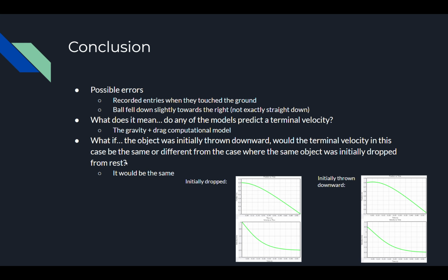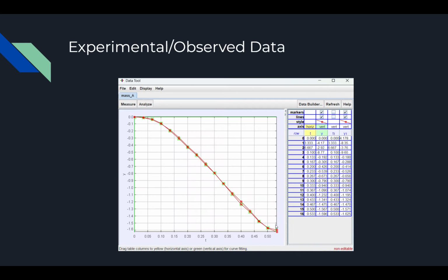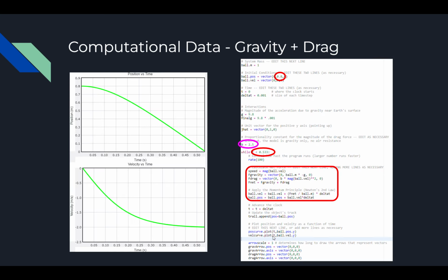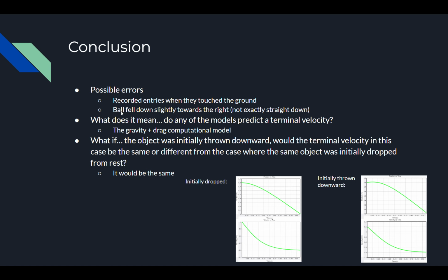So my conclusion is that some possible errors were that in the real-life model, it was going constant here, but then it wasn't really constant there, so that could have been an error on my part. And also the ball fell slightly to the right, so it wasn't exactly straight down. I predict that the model with the gravity and drag is the one that has terminal velocity, but not the one with just gravity.